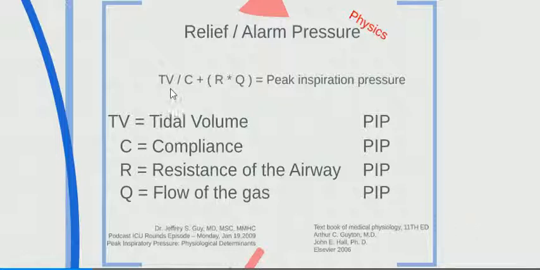So look here. We have tidal volume over compliance of the chest, so that's like movability of the chest, plus resistance in the airway, times the flow of gas equals the inspiration pressure. I know that seems like a lot right now, but let's break it down and see how each of these can affect peak inspiration pressure.